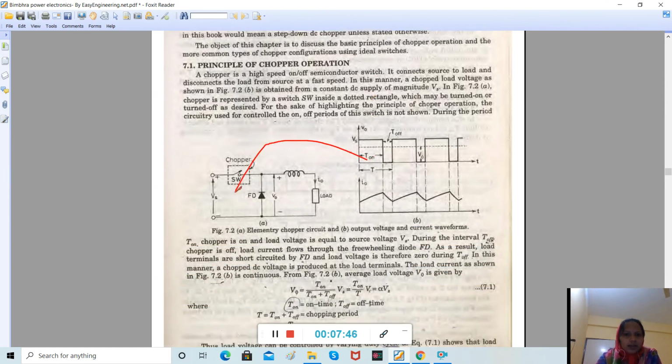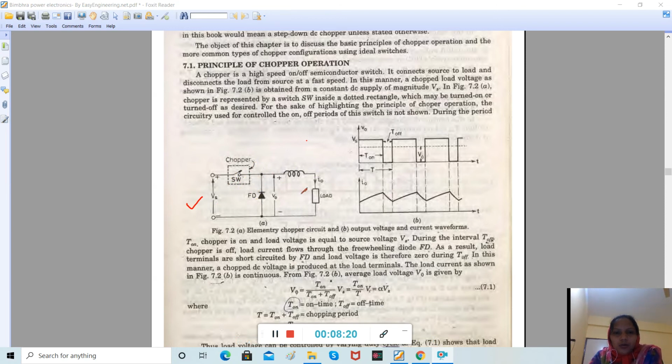See, this is the circuit diagram for the step down chopper. So how it operates, let's see. In this circuit, this is the input DC supply Vs, this is the chopper switch represented by SW and one arrow mark, and this is a freewheeling diode FD, and one inductor is used in series with the load.